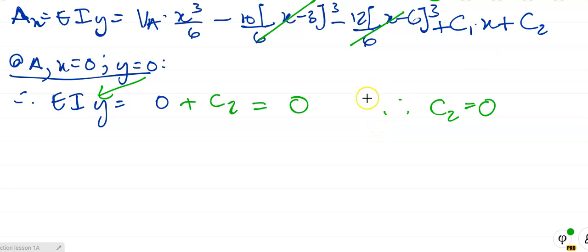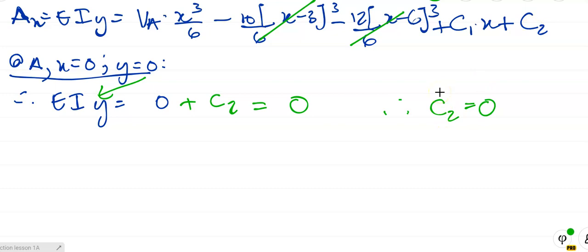Now that's a bit of a mouthful. But what I've done here: we know at A, x is equal to 0 and the deflection is 0. Wherever there's a support, the deflection is 0. We're using that fact. So I'm putting x equal to 0 into here. If the bracket's negative, it's set to 0. So that's 0, that's 0. C1 times 0 is 0. And of course, if y is 0, it makes all of that 0. So from that equation, C2 is equal to 0.